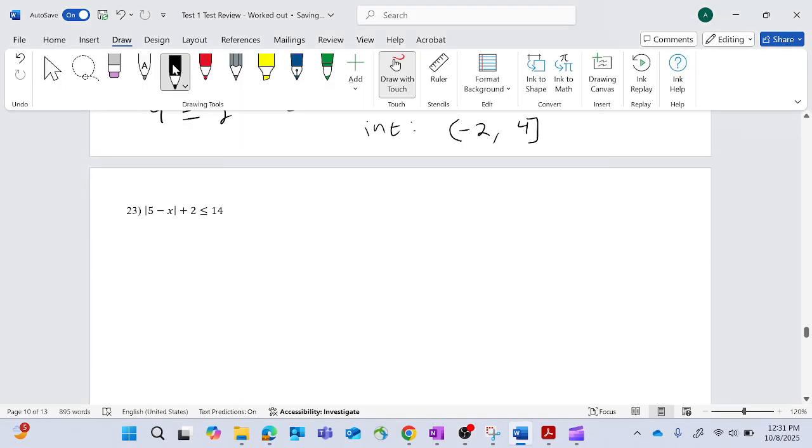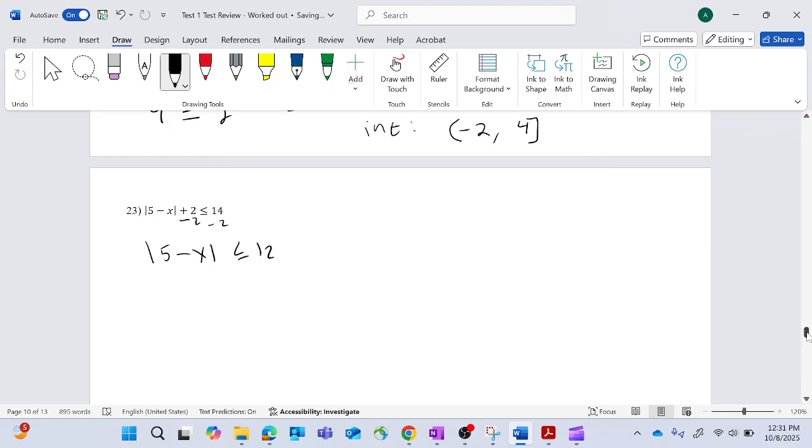All right, so I had to pause real quick, but now we're back at 23. 23, I have an absolute value. So remember the absolute values, you always want to isolate it. So we're going to subtract 2 on both sides. See, the absolute value of 5 minus x is less than or equal to 12.